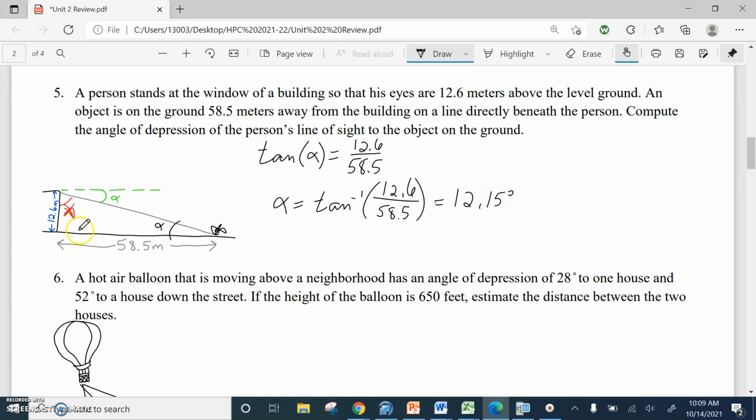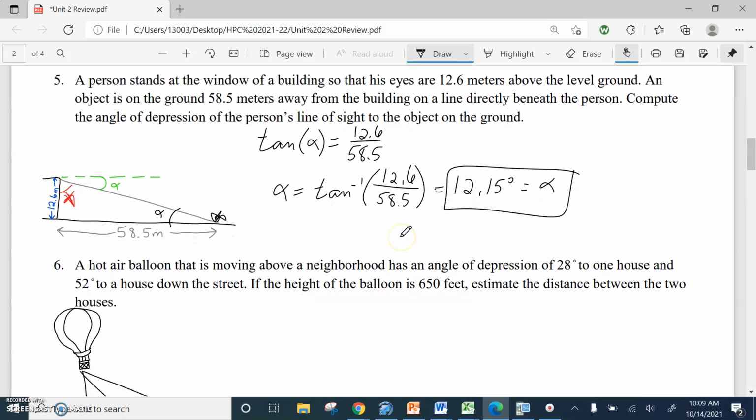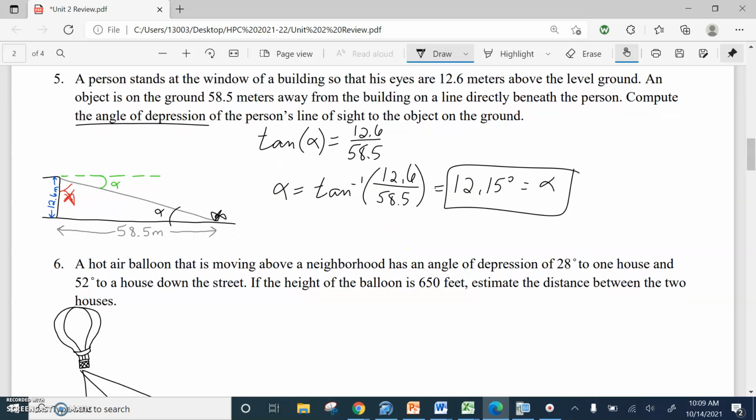And that makes sense, right? If you think about it, you've got almost 60 meters to go here. We've got only 12-ish meters to go up. So that angle isn't a very big angle. I'm standing a really far ways away, I'm only looking up 12 meters, so my angle should be pretty small. So that does check out. And I'm going to box it in. There we go. And it says compute the angle of depression. Because angle alpha is equal to the angle of depression, I've completed my task.